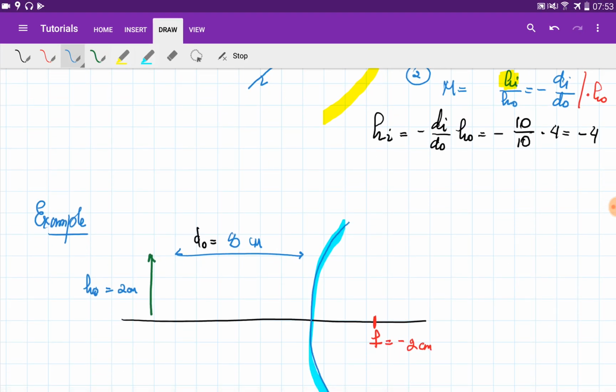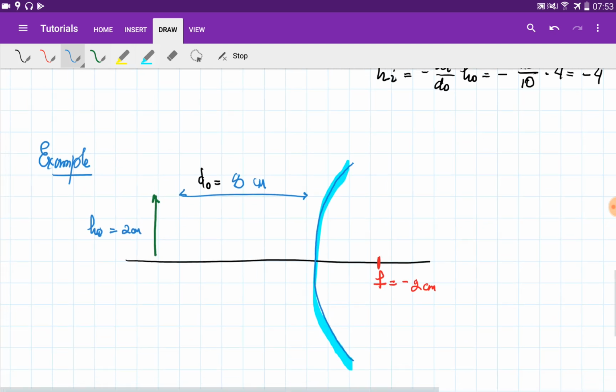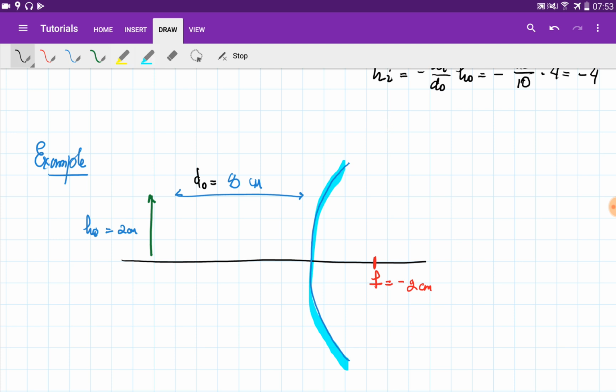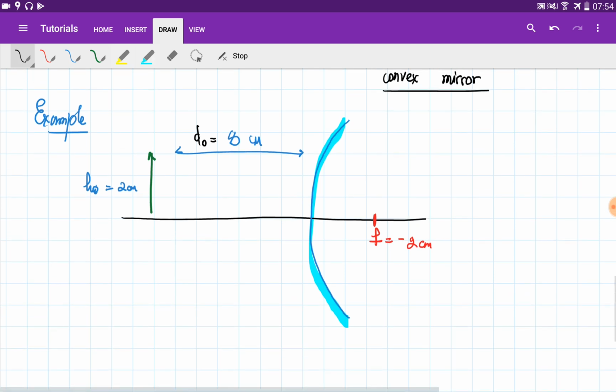So now let's do an example on the convex mirror. So this is our convex mirror. What we're given is that the object height is equal to 2 centimeters. The distance between the object and the mirror is equal to 8 centimeters. And the focal point now here is going to be on the behind, right, on the back side. So that's why it's going to be minus 2 centimeters.